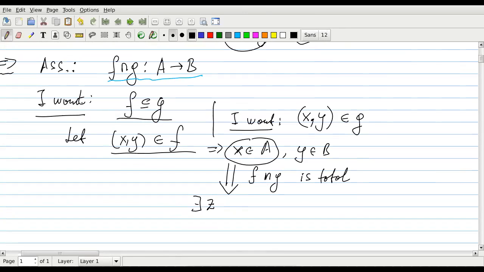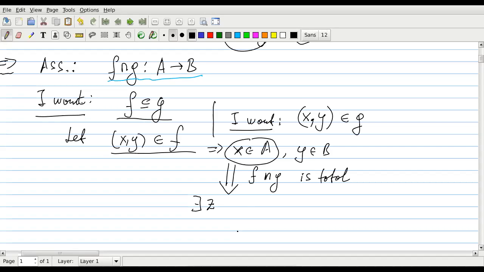What does it mean that the intersection is total? Use your definitions. Don't neglect them. So please. Just use totality. What does it mean?